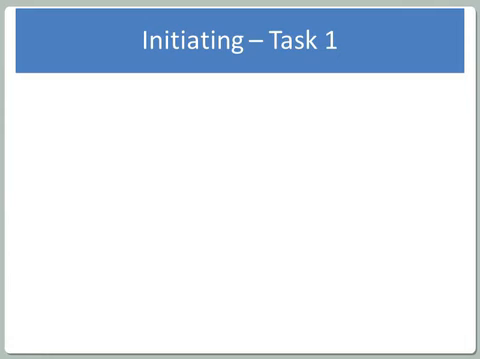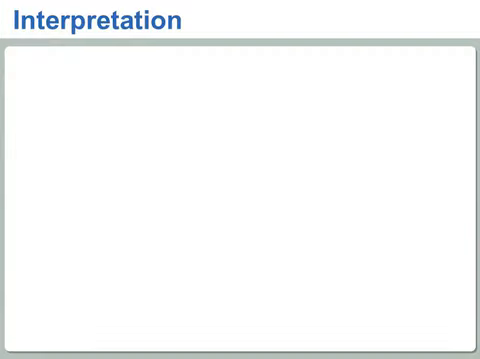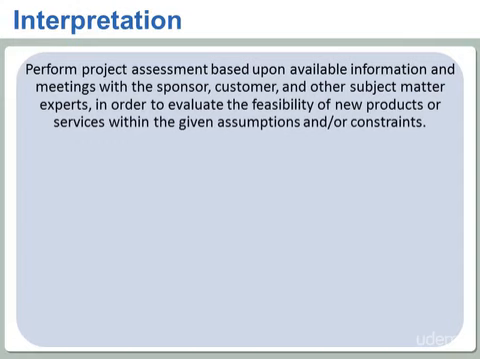Here is the first of these 6 tasks. The text is as follows. Perform project assessment based upon available information and meetings with the sponsor, customer and other subject matter experts in order to evaluate the feasibility of new products or services within the given assumptions and/or constraints. So, what does this mean? Well, here is the interpretation.